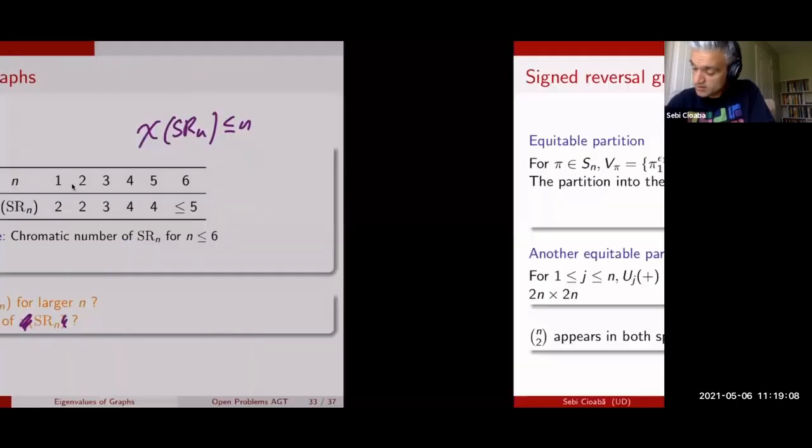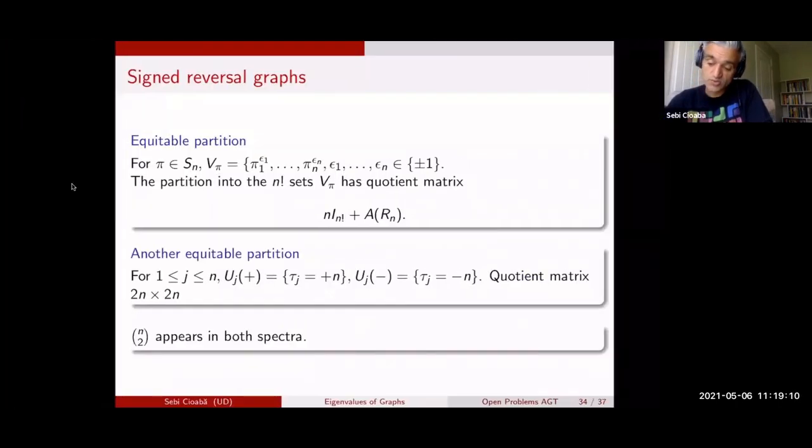Now, if you look at the eigenvalues, you can do various equitable partitions. One of them is to take all the signed permutations that have a certain support, where the support is the permutation with the signs ignored. You partition like this, it's like a cover. You get a partition into n factorial sets, and it has a quotient matrix which is essentially that of the reversal graph plus some identity matrix. You can get a large part of the spectrum that way.